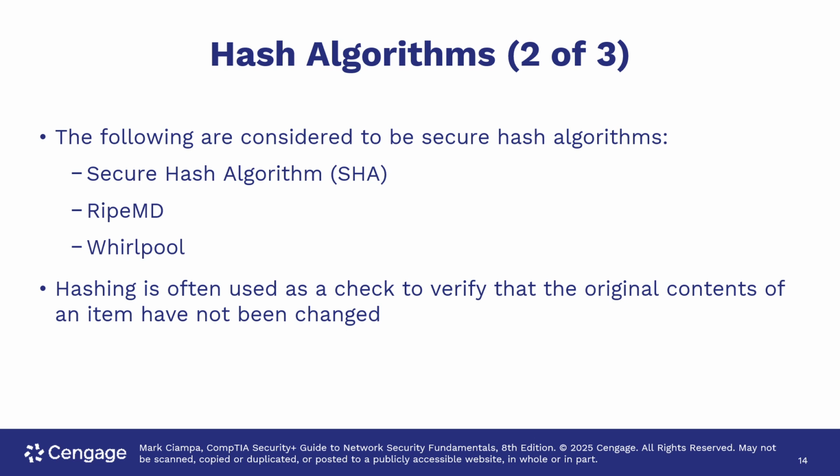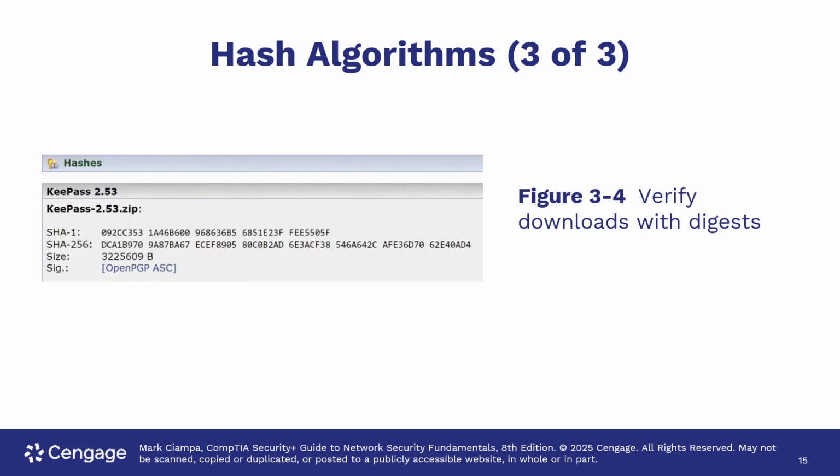So here are some examples of hash algorithms: SHA, RIPE-MD, Whirlpool. And again, it's often used to check and verify whether the original contents of an item have been changed or not. Okay, so here's an example of the hash value. You have SHA1, SHA256, and you can see that in there.